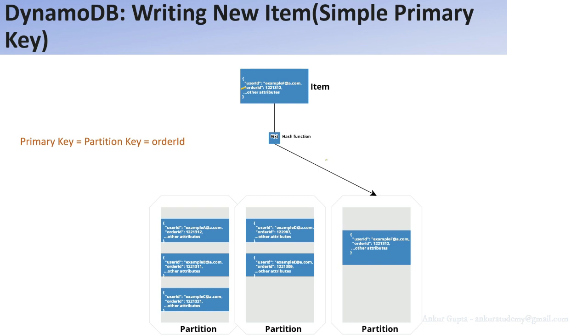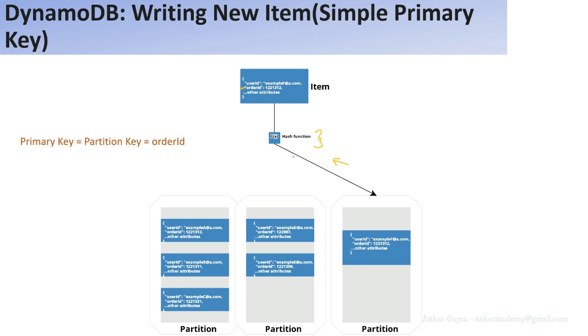If you're trying to read an item from the table, the opposite direction, then again you must give the partition key value for the item that you're trying to fetch, which is the order ID. Again, DynamoDB will use this value as input to the hash function, and the hash function will give out the partition from which the item can be retrieved, or in which the item can be found.